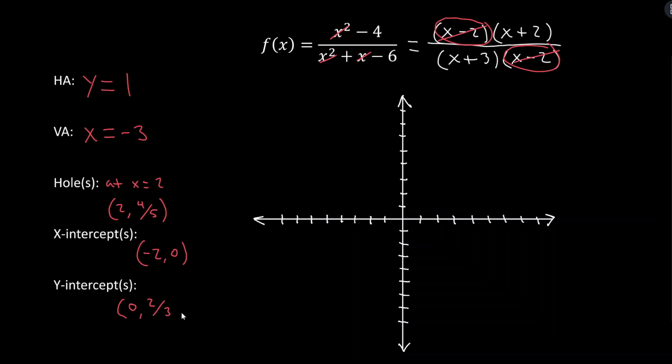So we do get 2/3, right? Because -4 over -6 simplifies to 2/3. We can also see it here, 0 plus 2 over 0 plus 3. All right, we have a lot of information here.